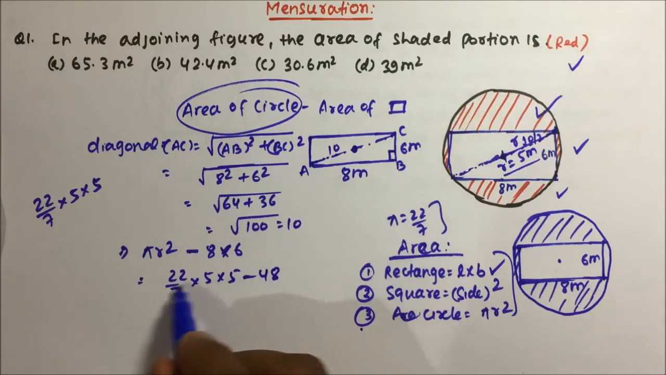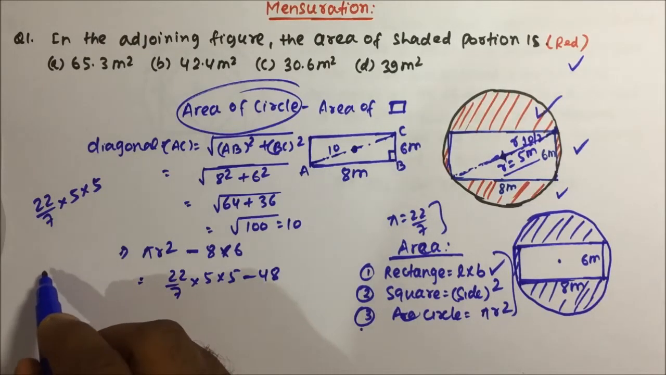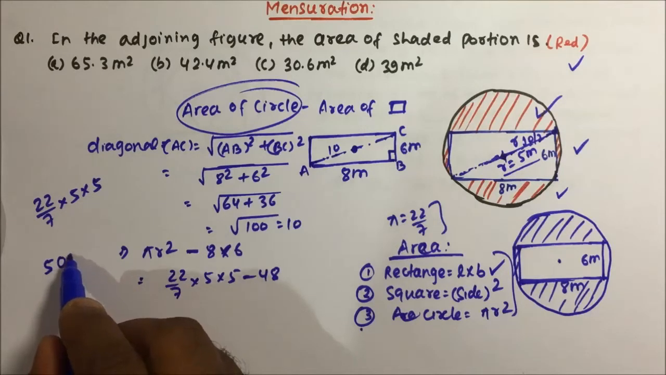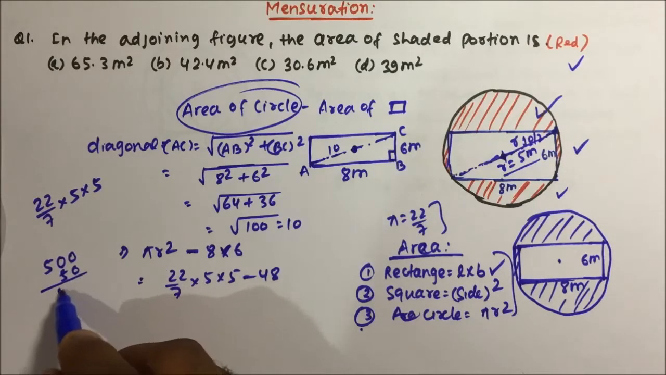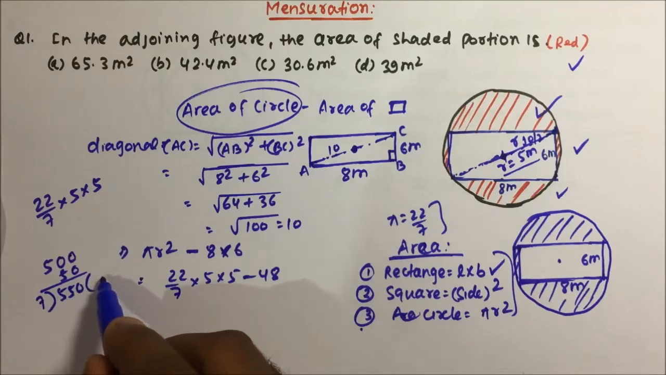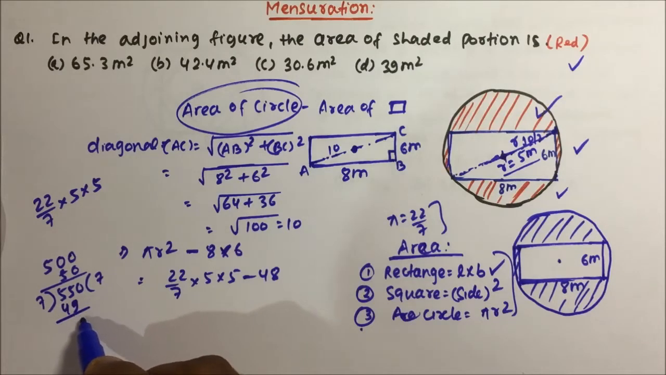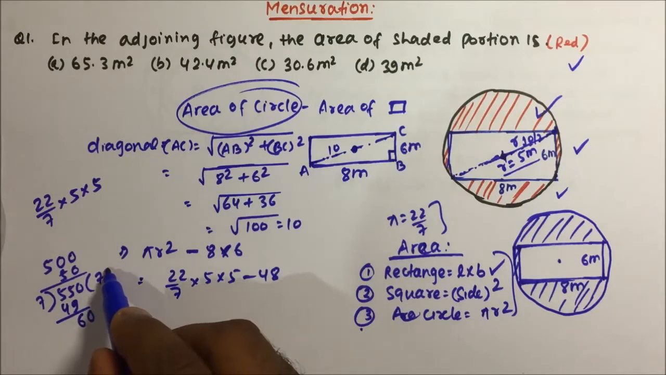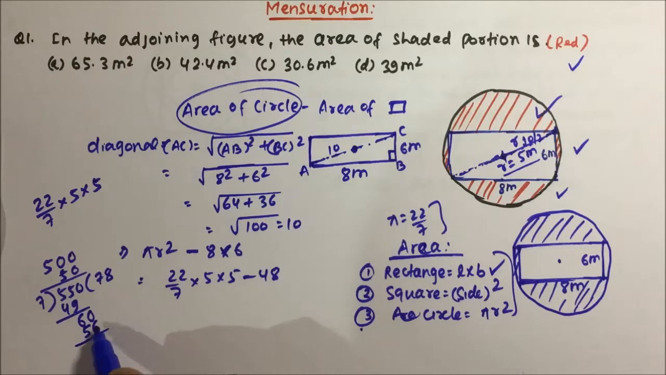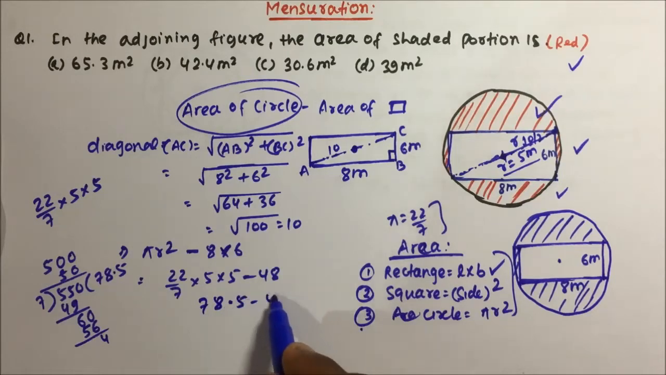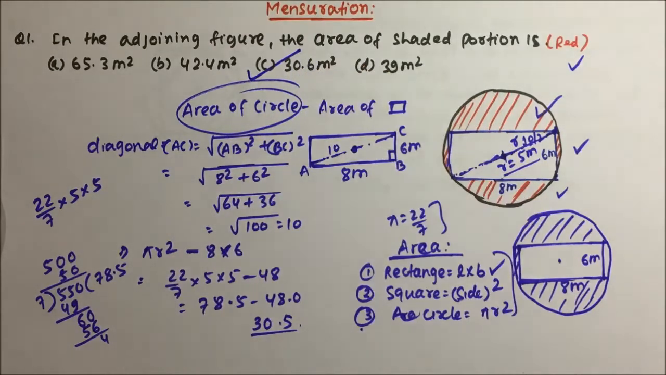Now you calculate this. 25 into 22: 25 into 20 is 500, plus 50, so 550. If you divide it by 7, 7 sevens are 49, then 0 and 6, 7 eights are 56, and then 4, and then 7 fives are 35. So basically you get 78.5, minus 48, and if you subtract, you get 30.5. You can see there is one option, 30.6, and that will be our answer, friends.